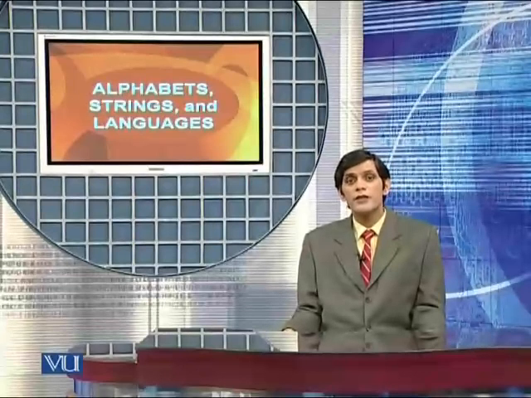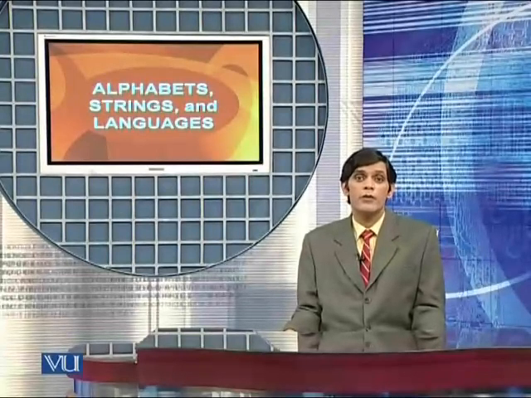If I have alphabet sigma, then sigma to the K consists of all strings of length K over that alphabet. Sigma to the 0 will consist of all strings of length 0 over that alphabet. The only string of length 0 that we know of is the empty string. So sigma to the 0 just consists of a single element, the empty string. Sigma to the 1 will consist of all the symbols. Sigma to the 2 will consist of all strings of length 2 over the alphabet. Sigma to the 3 similarly will consist of all strings of length 3 over this alphabet.